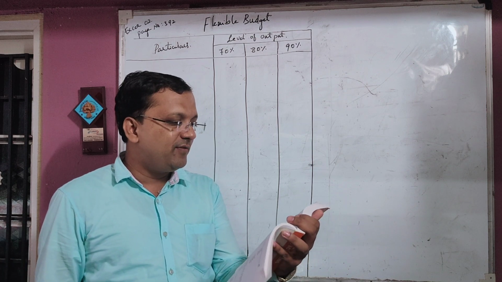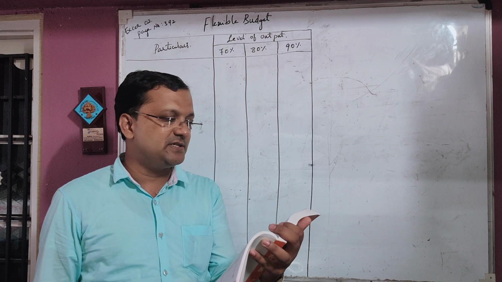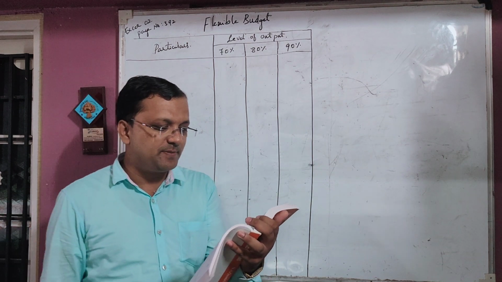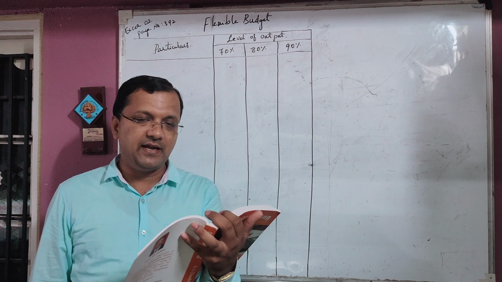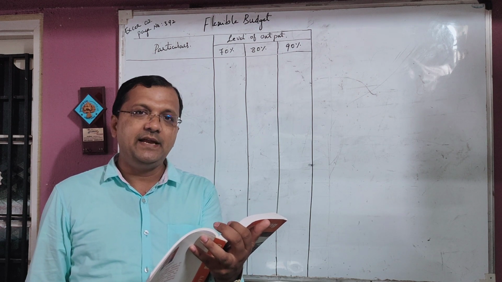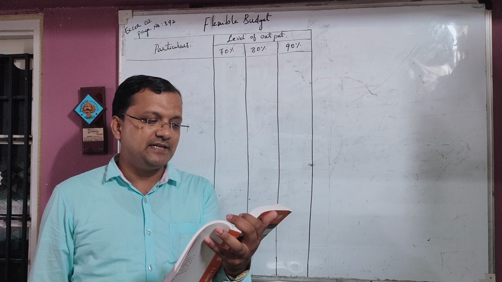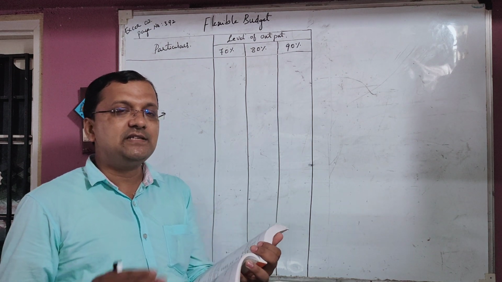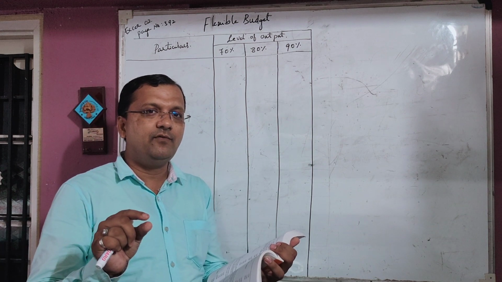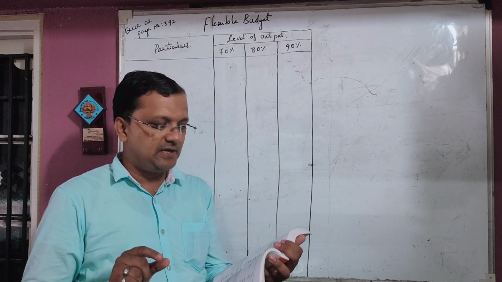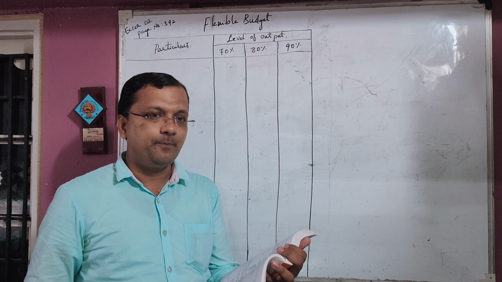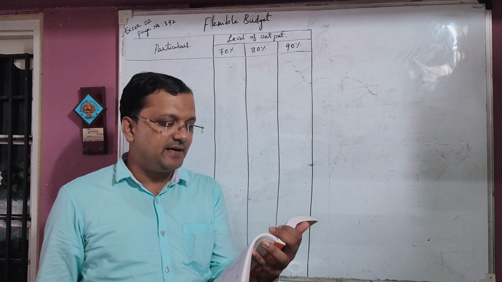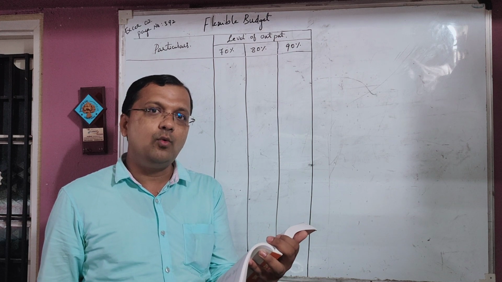Draw a flexible budget. Exercise 2, page number 392. Draw a flexible budget for overhead expenses on the basis of the following data at 70%, 80%, and 90% capacity, and determine the overhead rates. In the last problem, they asked only for calculation of total cost. Here, in addition to that, they are asking to determine the overhead recovery rates, or overhead rates.